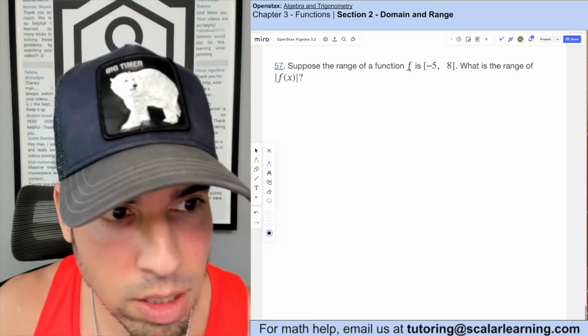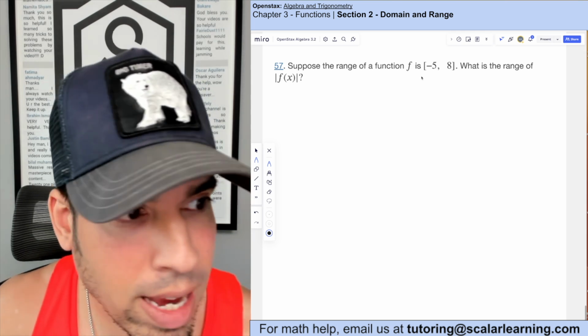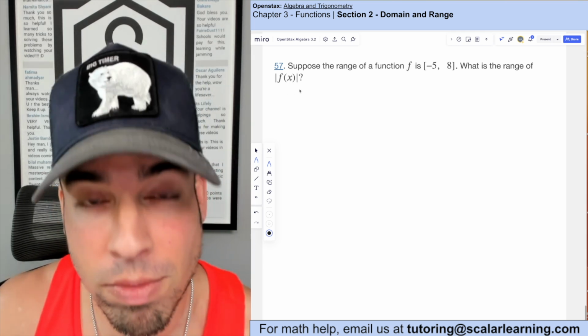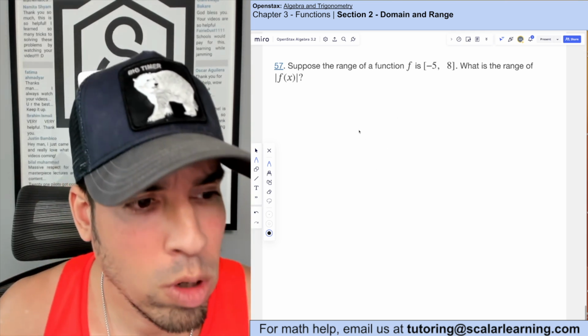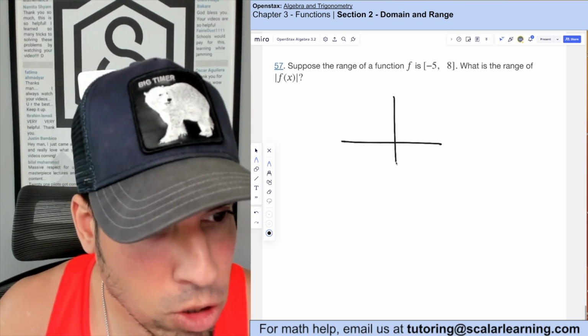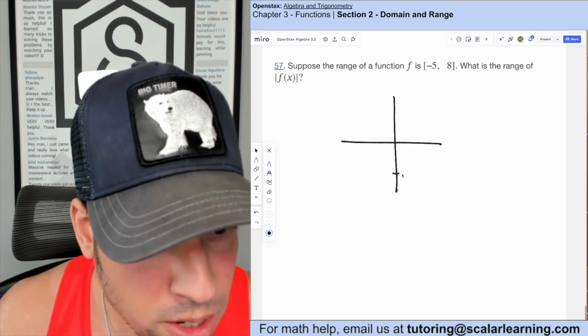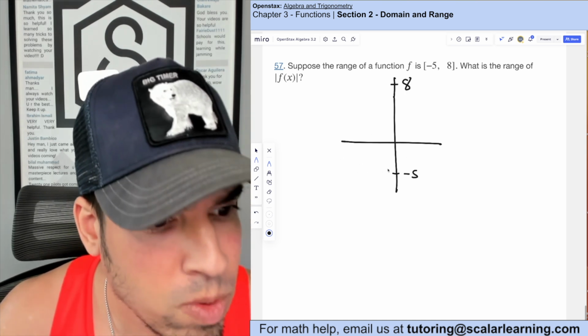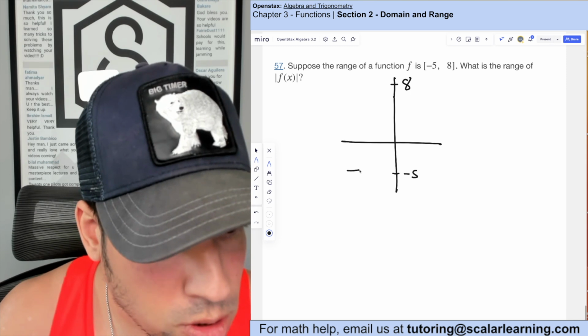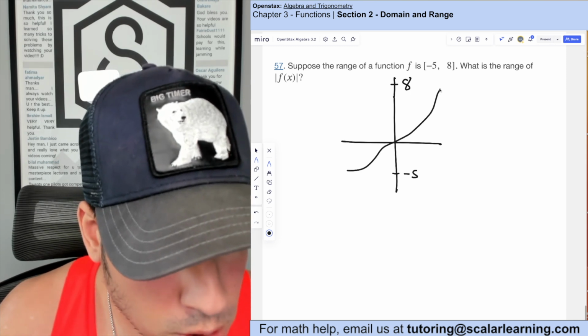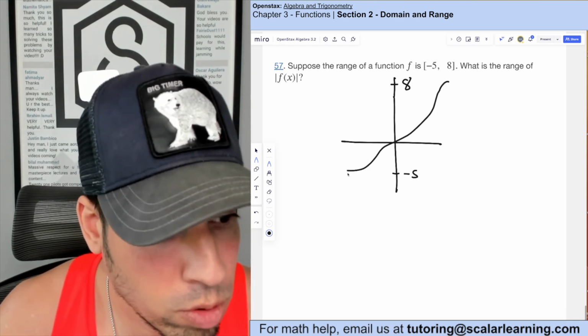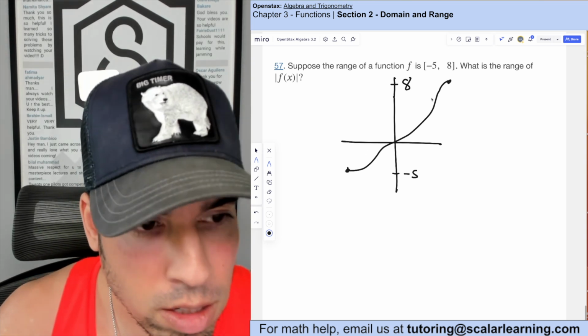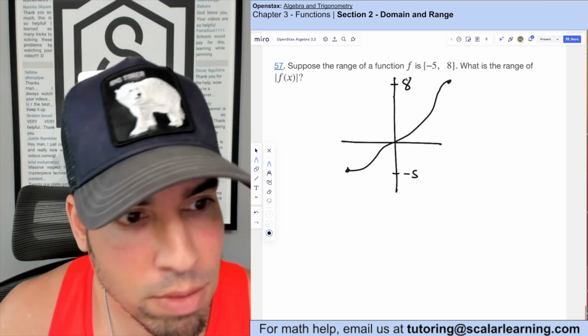So for this function, it says the range is from -5 to 8. And then it says, what is the range of the absolute value of f of x? So what are we really talking about? If we're talking about a function, let's just give an example here. Here's -5, let's say, and here's +8. So let's just say right now, the function kind of goes like this, and then it goes up here. Again, I'm just making it up arbitrarily. So there's our function. And there's our range. We see we go as low as -5 up to 8.